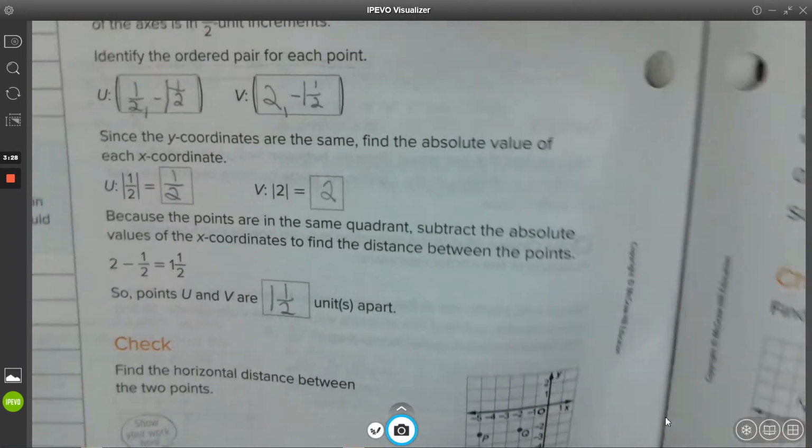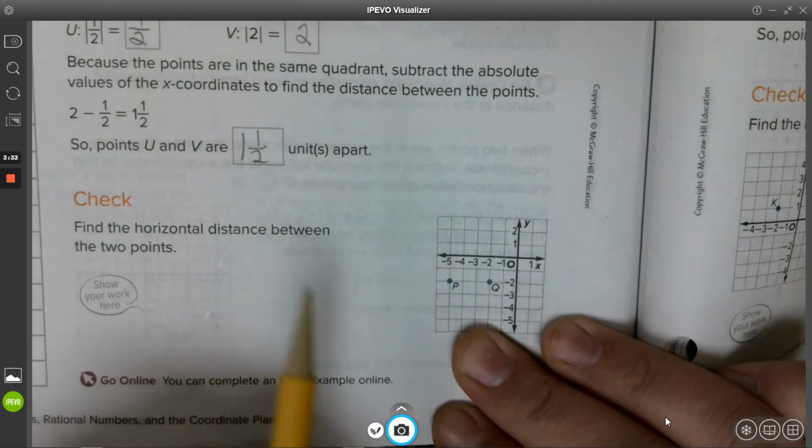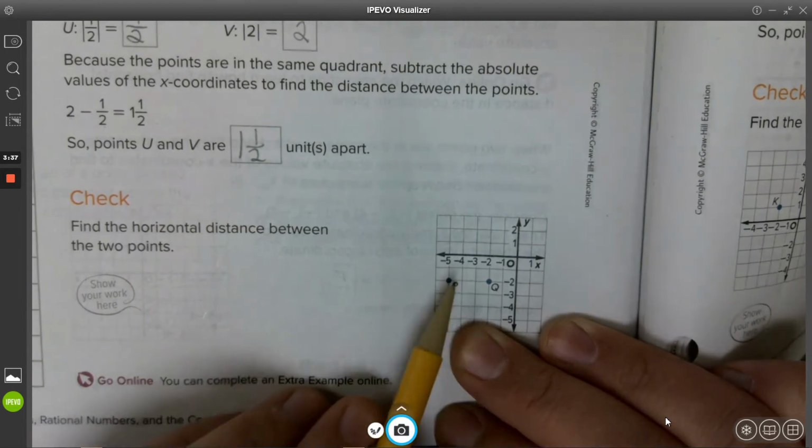All right, let's practice with our check. Once again, you're going to go ahead and pause the video and see how you do on this, and then you can compare your answers to mine.